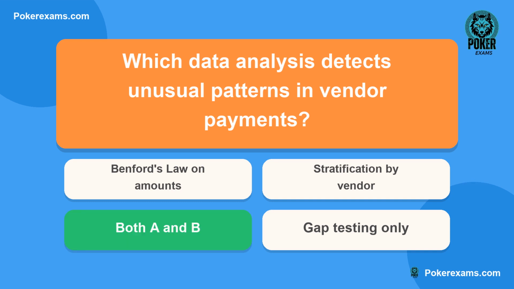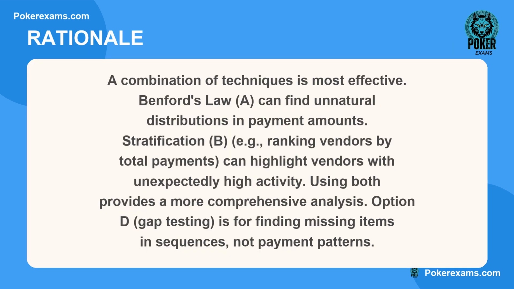The correct answer is C. Here is why. A combination of techniques is most effective. Benford's law, A, can find unnatural distributions in payment amounts. Stratification, B, e.g., ranking vendors by total payments, can highlight vendors with unexpectedly high activity. Using both provides a more comprehensive analysis. Option D, gap testing, is for finding missing items in sequences, not payment patterns.